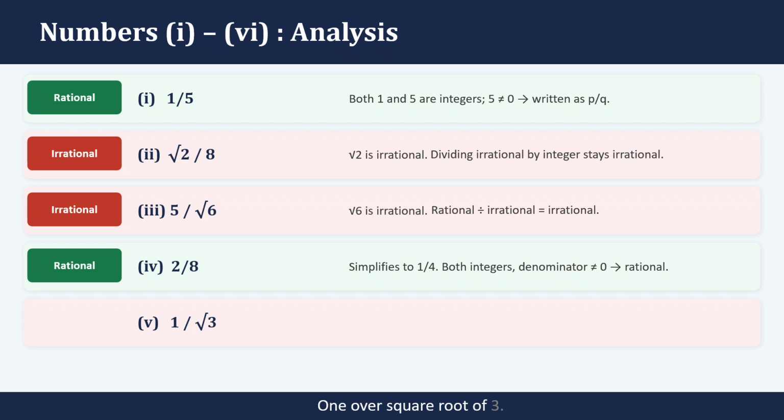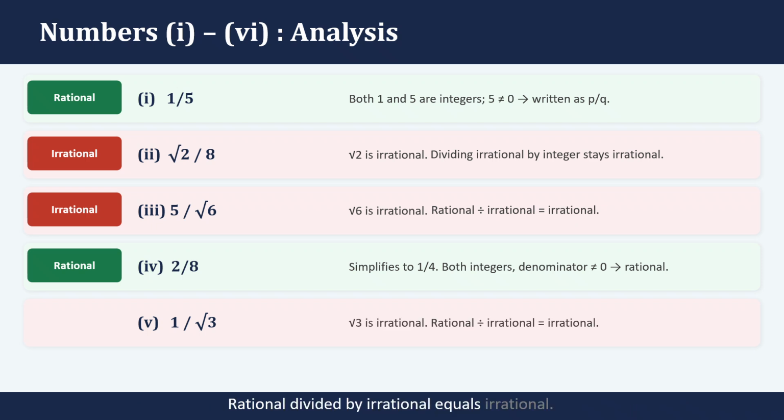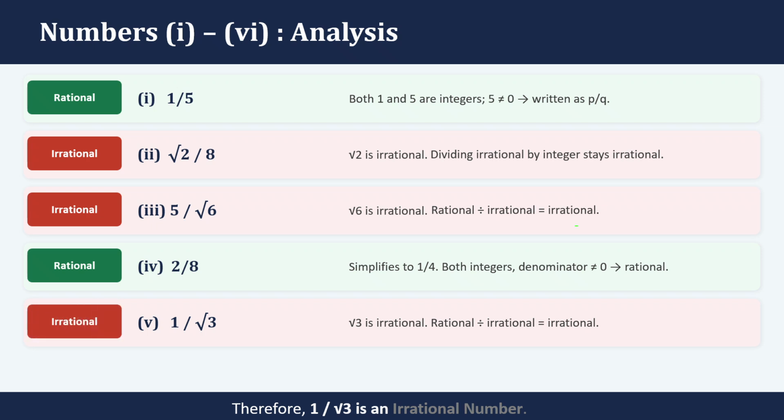1 over square root 3. 1 divided by square root of 3. Again, the denominator is square root 3, and since 3 is not a perfect square, square root 3 is irrational. Rational divided by irrational equals irrational. Therefore, 1 over square root 3 is an irrational number.